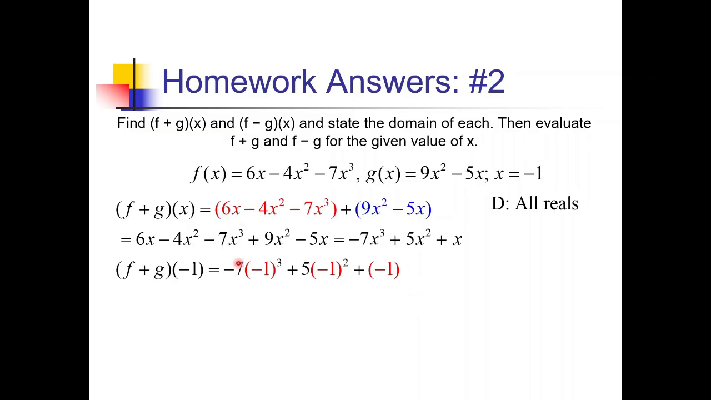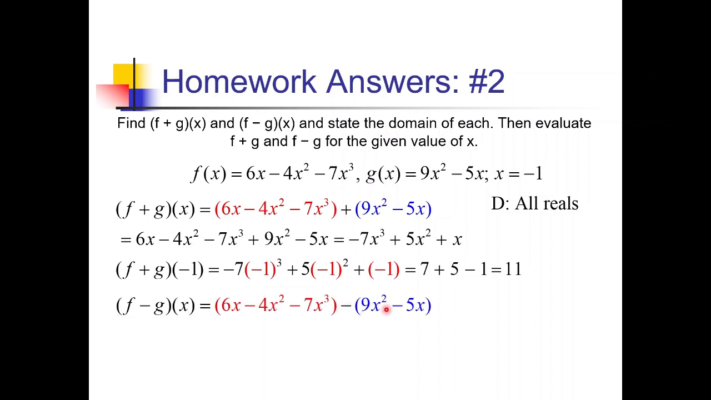At this point, let's plug negative 1 into all that, which I could probably do without a calculator. So we've got negative 7 times, this will be negative 1, so that comes out to positive 7. Next, this is 5 times positive 1, which is plus 5, and this is still a negative 1 here. This is 12 minus 1, which is 11.